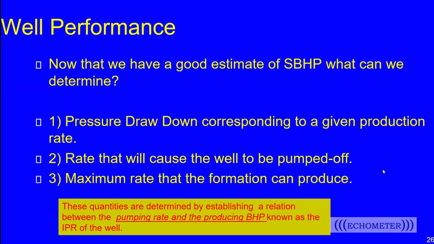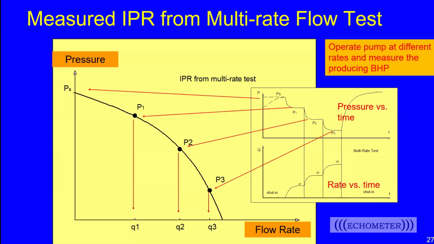The next slide shows that if I want to establish that relationship accurately, I have to perform what is known as a multi-rate test. The multi-rate test involves running the pump at different producing rates, starting with the well shut in, as indicated in the figures here on the right. You have pressure versus time. Initially, the well is shut in and the pressure is at the static pressure. You turn on the pump at a certain rate, and the pressure drops to P1. You increase the pump rate, and the pressure drops to P2. And you increase the pumping rate again, and the pressure drops to P3.